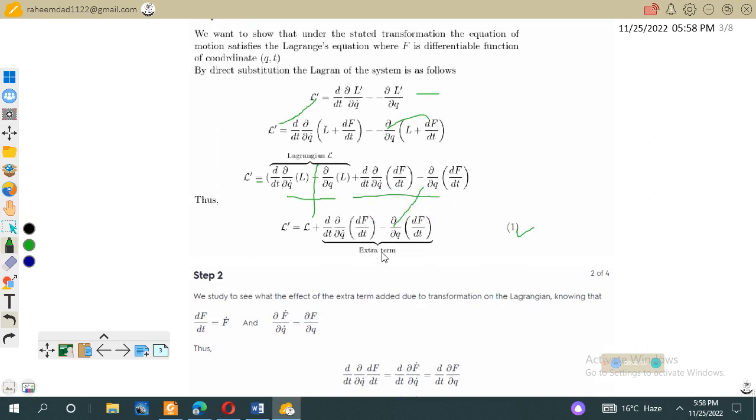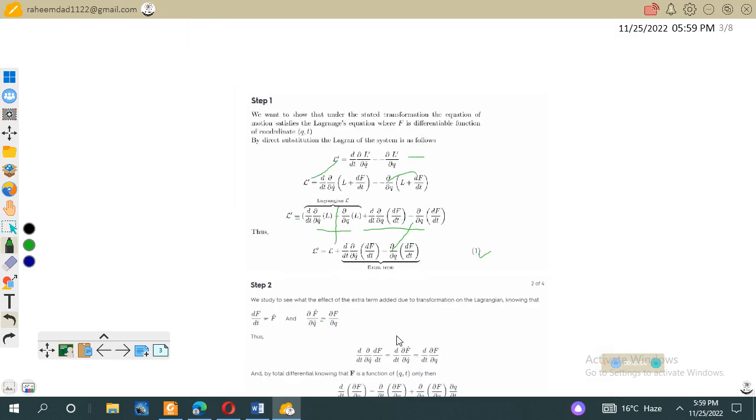Now we substitute something here. Df over dt can be written as f dot, and we have partial f dot over partial q. We also know that partial f dot over partial q dot is equal to partial f over partial q. This is a derived identity from the basics of the Lagrangian, and we will use it in the later derivations.